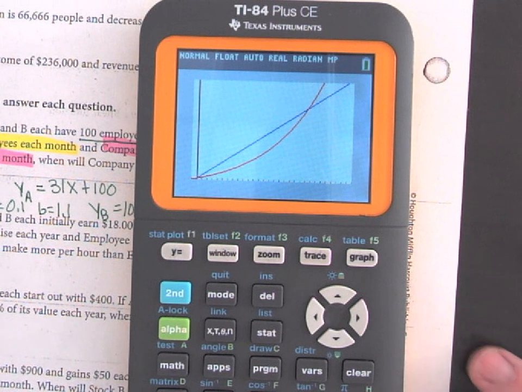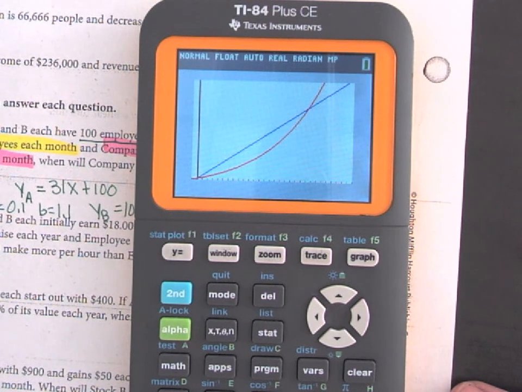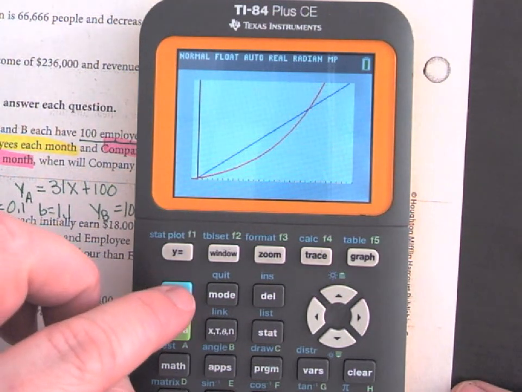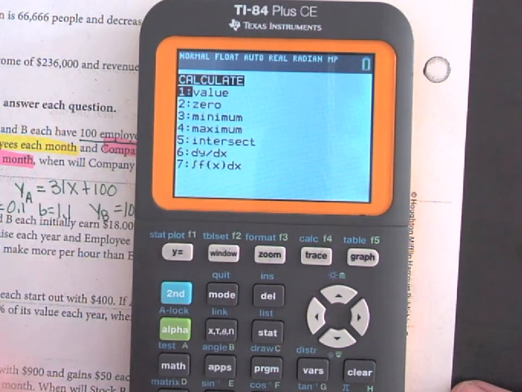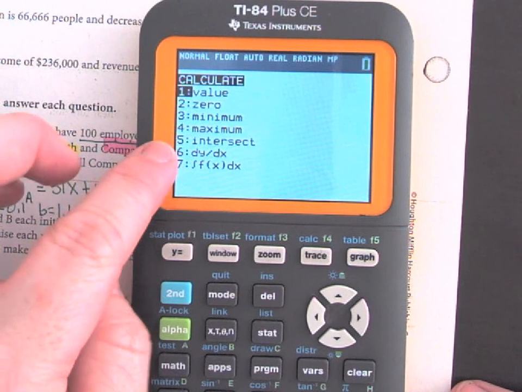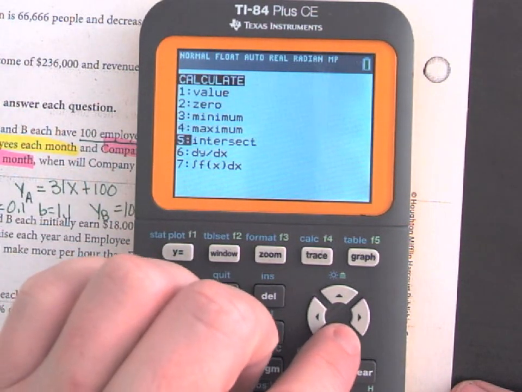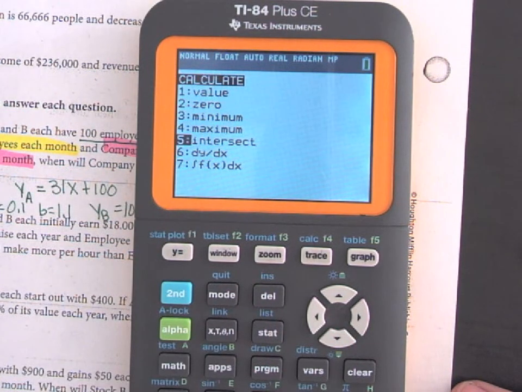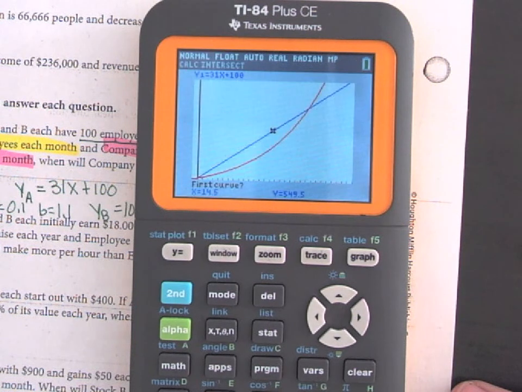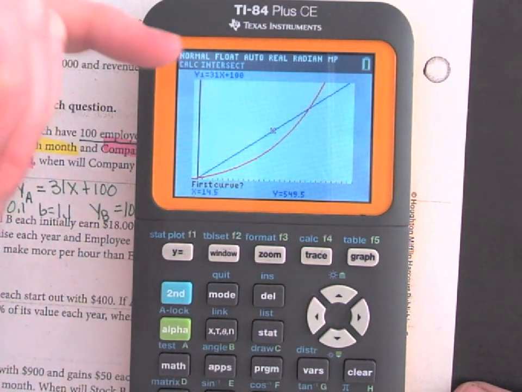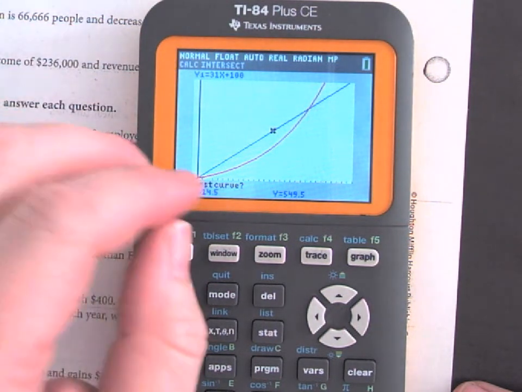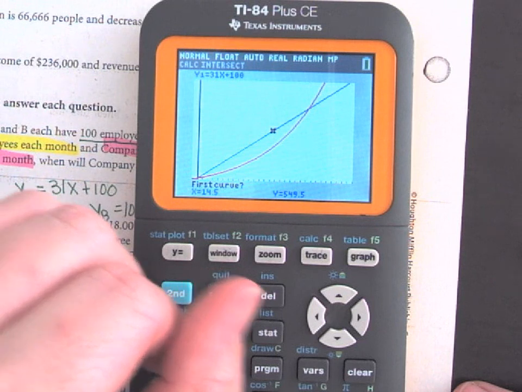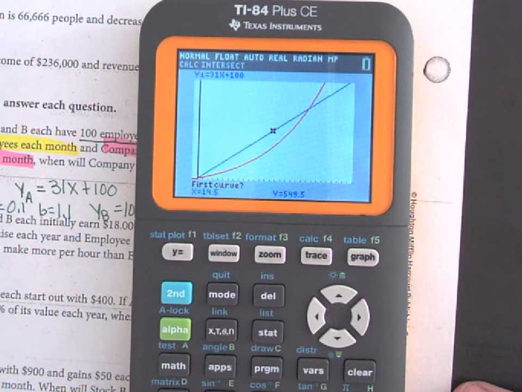So now I'm going to calculate the intersection point. I'm going to do that by hitting the second button and the calc button, because the calc is in blue, so I use second calc. And what do I want to know? I want to know where they intersect. So I'm going to go down here to number 5 and then hit enter so I can select that. What's my first curve? The first curve should be the blue one. You'll notice it shows the equation at the top and the color. It shows a point. And then you hit enter to select it.